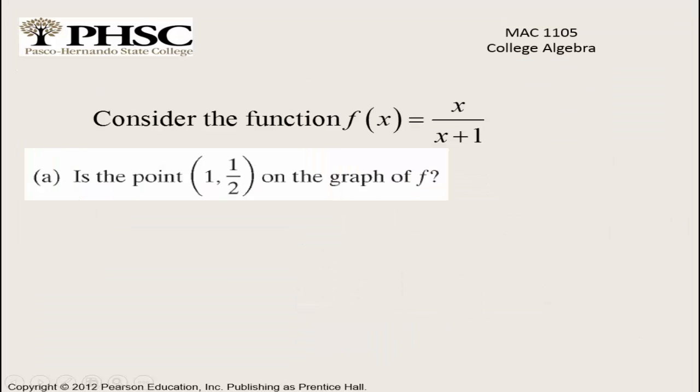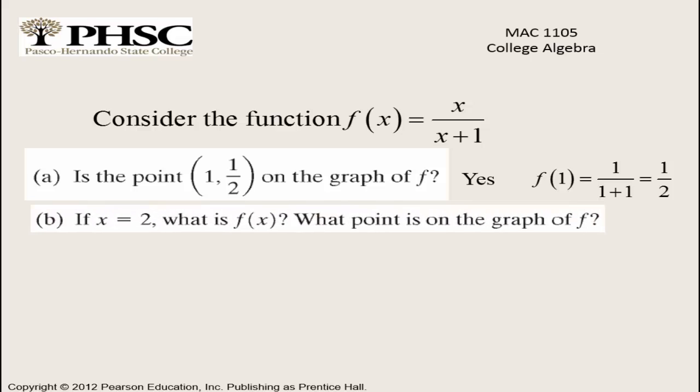So here we have a function. So it's f of x equals x over x plus 1. So is the point 1 and 1/2 on the graph? So what we do is we evaluate the function for the value of x, which is 1, and we get 1/2. So therefore, it is in fact on the graph of the function.